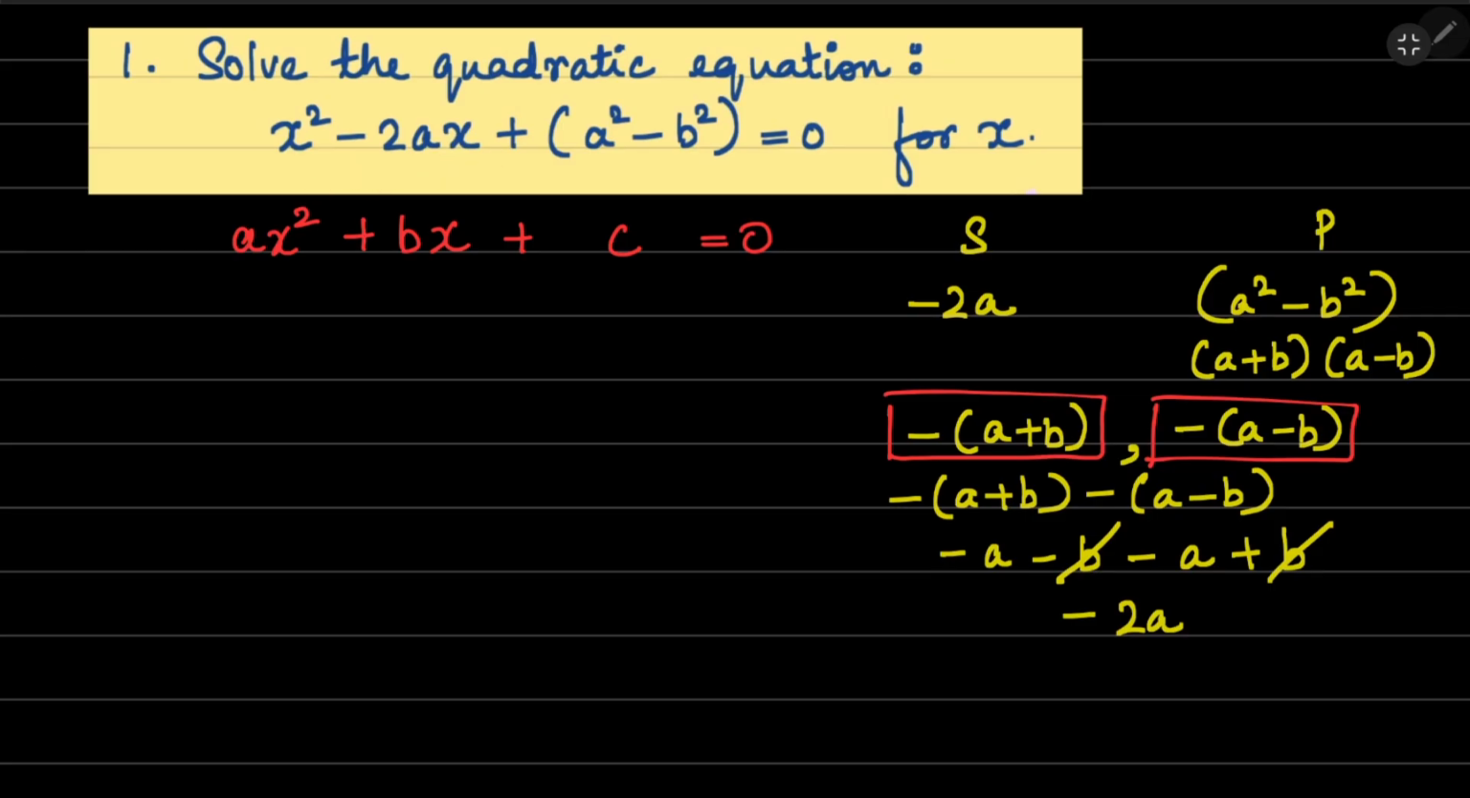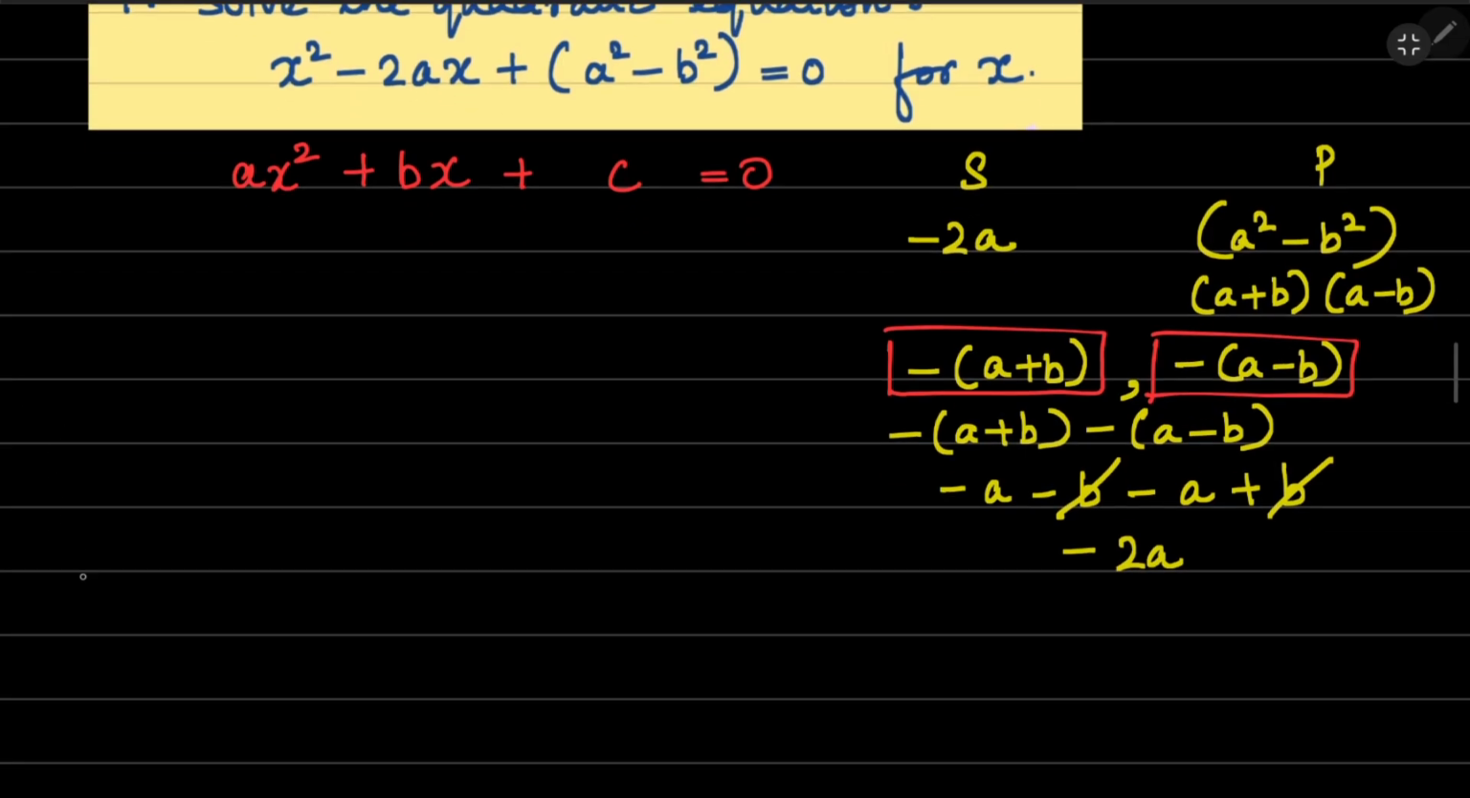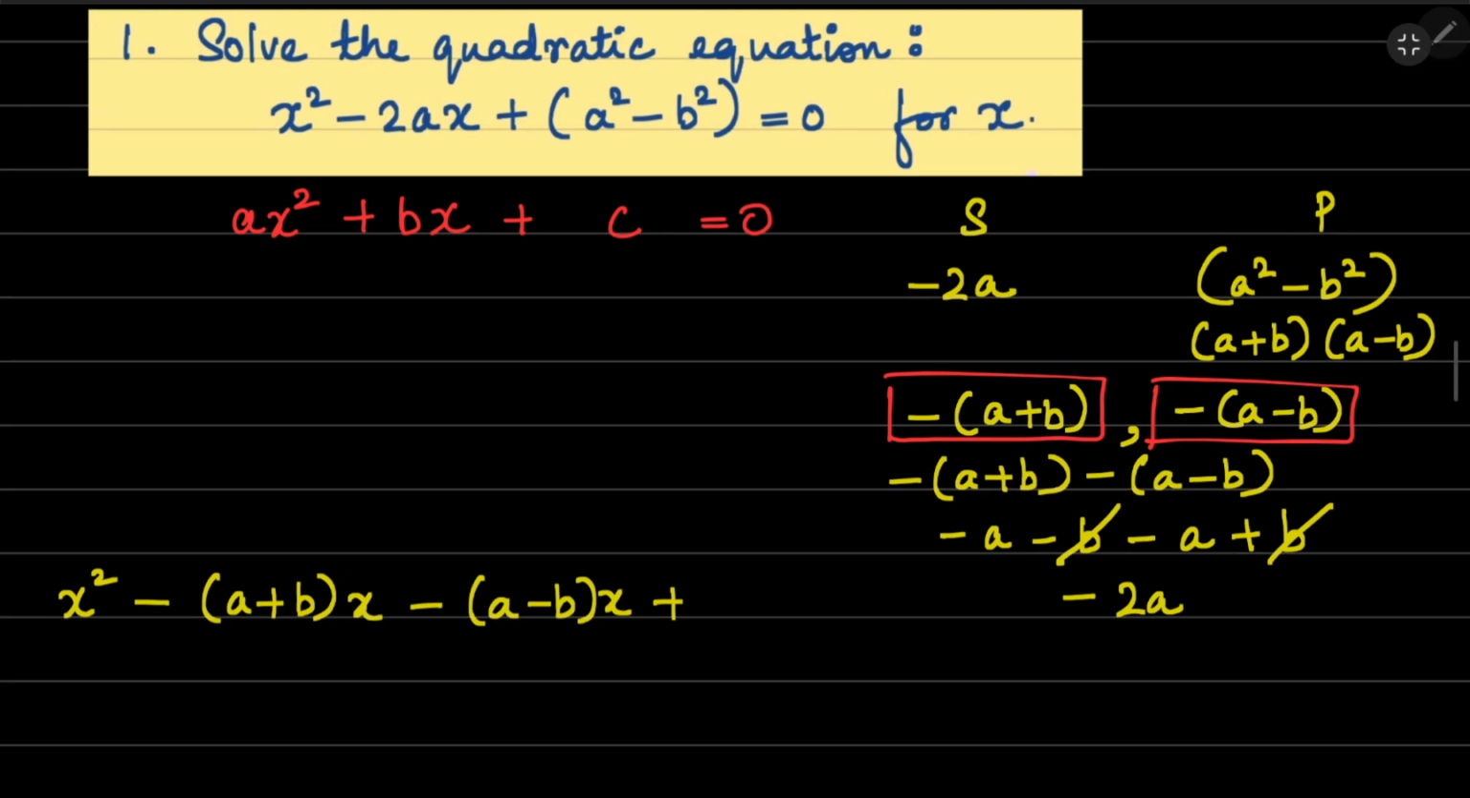So you have x square. In place of minus 2ax, I would write minus of a plus b into x, and the other term is minus of a minus b into x. I have replaced the middle term with these two terms, plus a square minus b square, which I write as a plus b into a minus b in brackets, equal to 0.